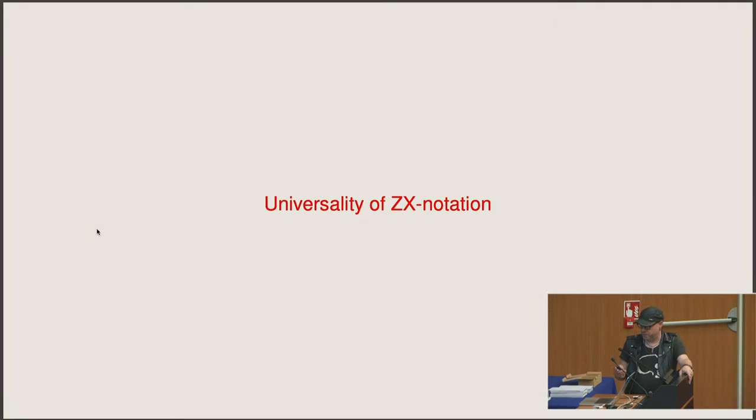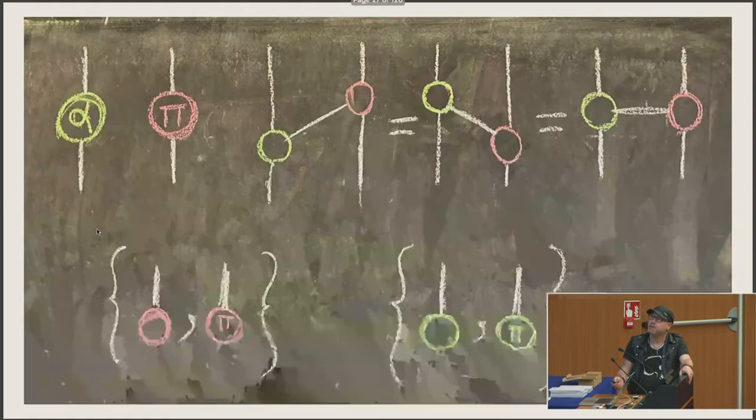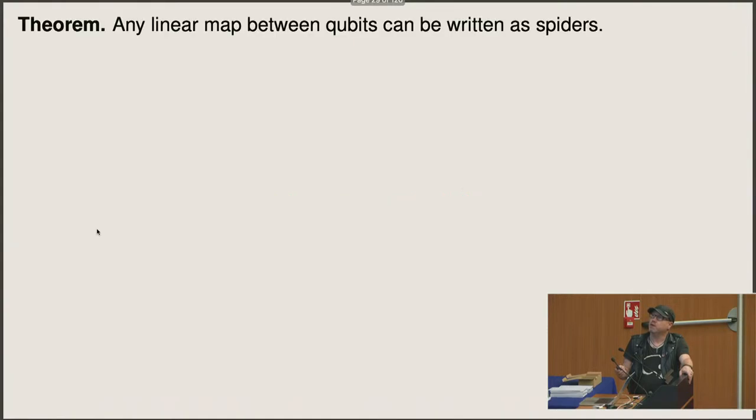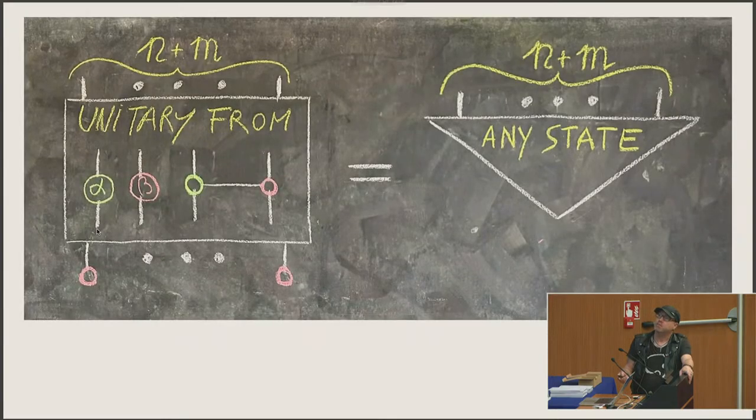Okay, so now I'm going to show a theorem, and that's about universality of ZX notation. Universality means that whatever matrix you give me, I can write it down. Any matrix you ever give me, I can write it down like this, as such a spider web. I'm not going to give a full proof, but I'm going to give a hint of a proof. So that's what I just said: any linear map between qubits can be written down as spiders. So that's universality. Okay? How do you prove that?